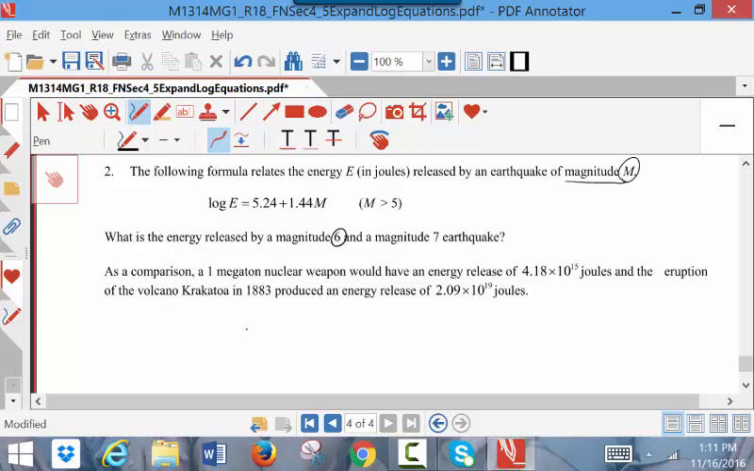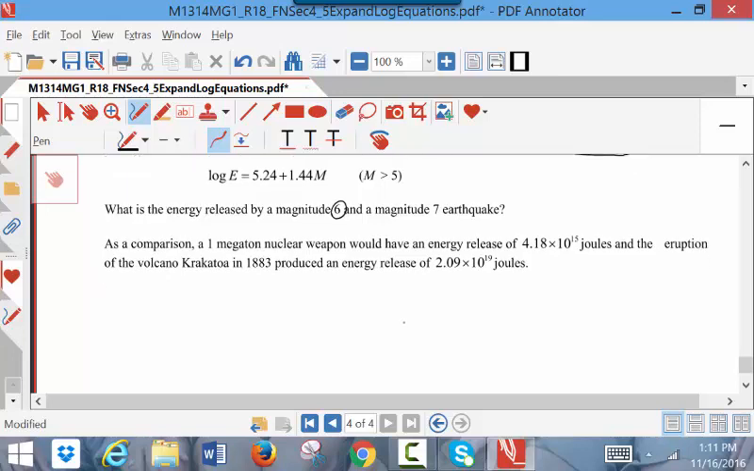A megaton nuclear weapon, that's a little bit intimidating, would have an energy release of 4.18 times 10 to the 15th joules. The eruption of the volcano Krakatoa, y'all heard of that? In 1883, produced an energy release of 2.09 times 10 to the 19th joules. Wow. Okay, let's play with this.